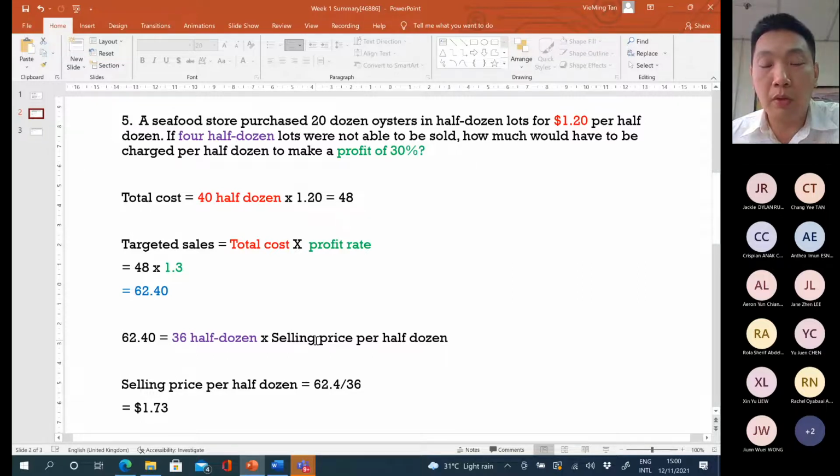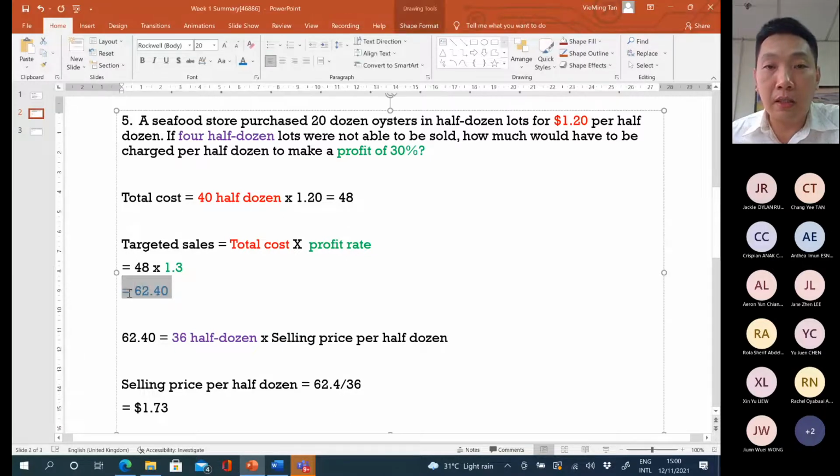So we have to transpose the formula now. We move the 36 half dozen to the left hand side, becomes divide. So 62.4 divided by 36, you'll get 1.73. So in order to maintain the target sales of 62.4 with the margin of 30%, among these 36 half dozen, one half dozen package, the selling price should be equal to $1.73.